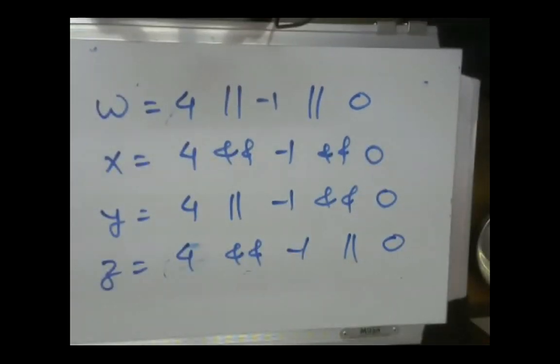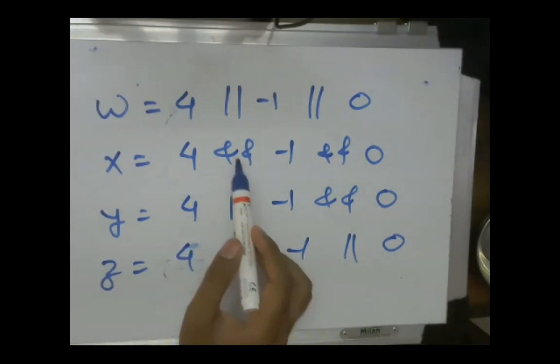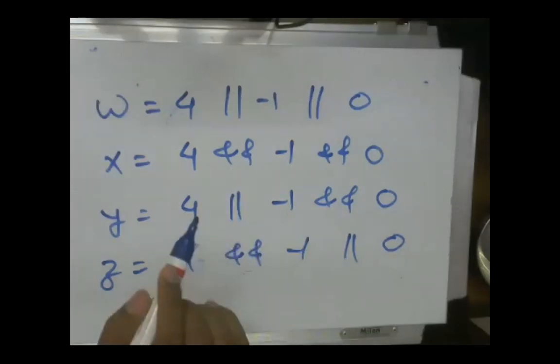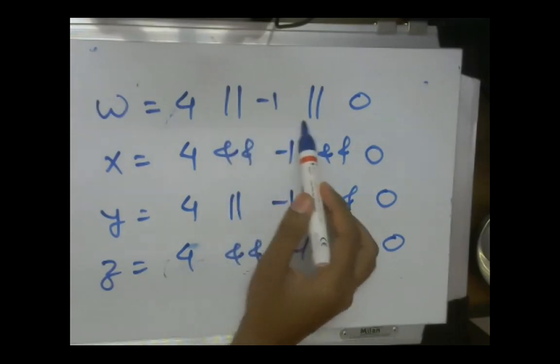Now if you go to the precedence table, which one has the higher priority? It is left to right, but which has the highest priority between double OR and double AND? Double AND has the higher priority, and the associativity is left to right. Okay. Now there is the same operator.